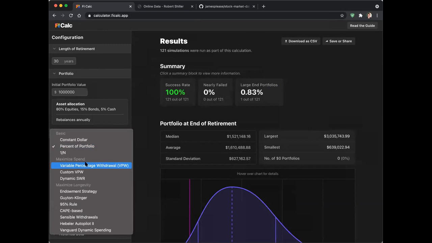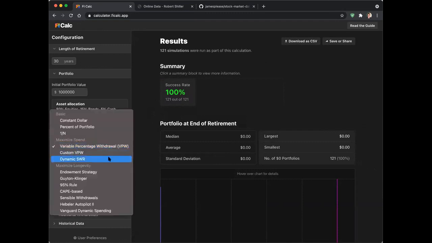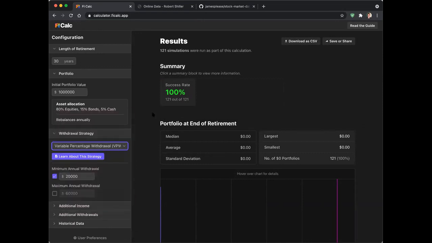a strategy that is not longevity. So an example is VPW. If you think about it, one of the qualities of VPW is that in the final year, your portfolio is $0, right? So if you look here at this chart, it's $0. That is, by definition, the goal of the strategy. And all three of the strategies in this maximize spend bucket have that in common.